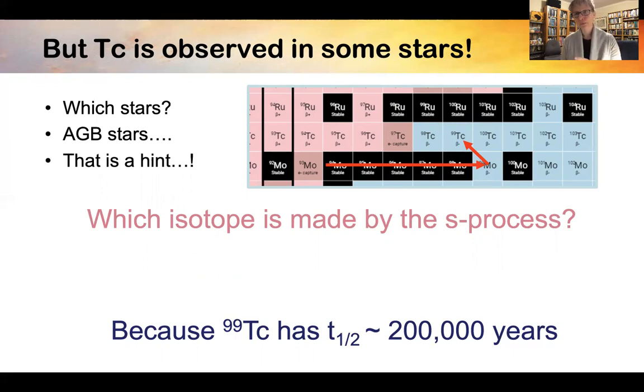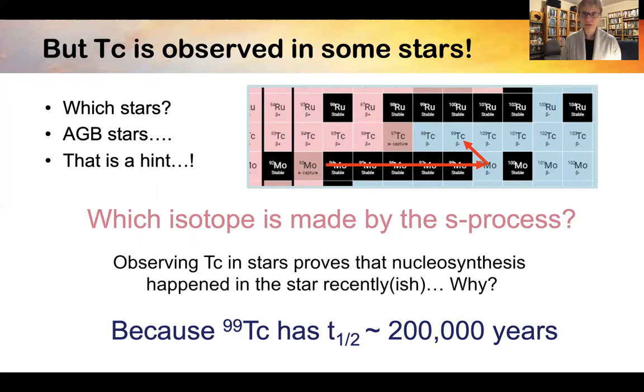I put a line through molybdenum up to molybdenum 99. Molybdenum 99 will decay, so it has a reasonably short half-life. Molybdenum 100 is r-process only, so we decay molybdenum 99 to technetium 99. So this is a technetium isotope made by the s-process. Now, technetium 99 also has a fairly long half-life of about 200,000 years. So that means if you see technetium in the atmospheres of stars, it must have been made relatively recently.